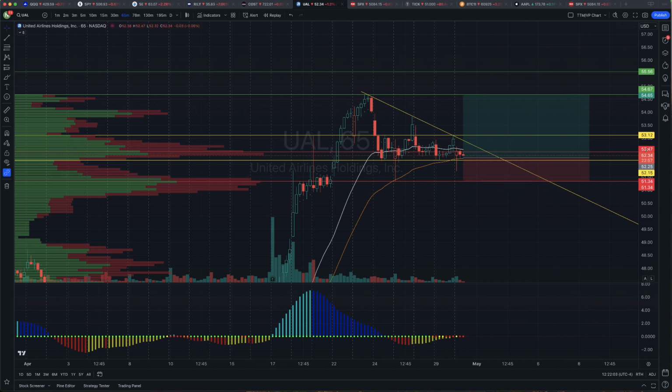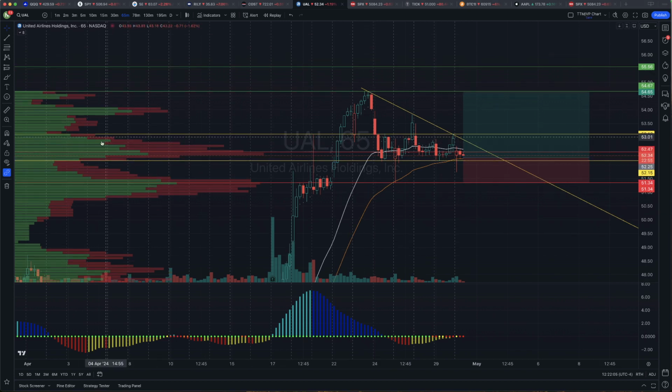How do I determine the higher and lower levels? By looking at the volume profile over here. You see these nodes? Here's one. Here's one. Here's one, right? Value area high, value area low, and point of control.